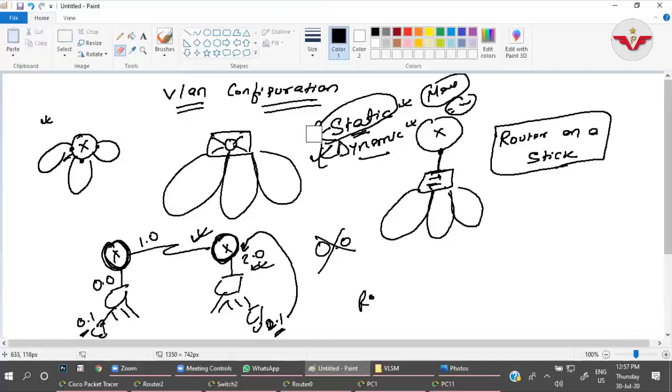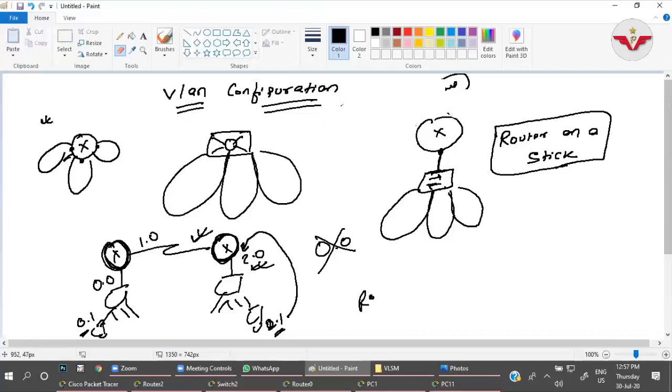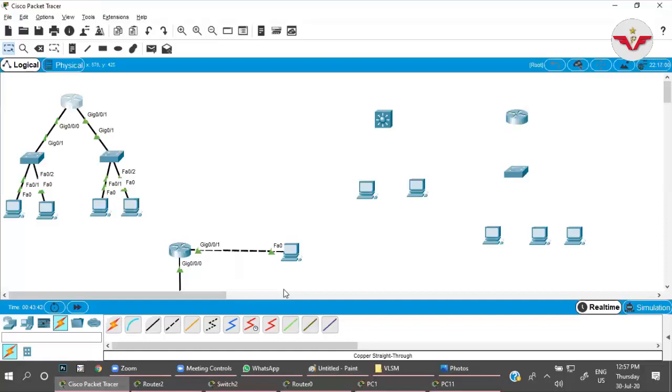Is it clear, brother? Clear, clear. Krishna, can you go to the Packet Tracer again? One network is for the school, and one is for faculty, one is for a student network.